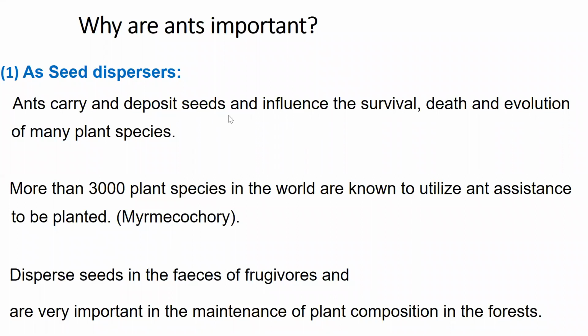Ants carry and deposit seeds and influence the survival, death, and evolution of many plant species. Do they deposit intentionally? No. There are many ants attached to one nest, and when they forage, they crawl here and there over long distances. While on their way to the nest, they drop the seeds. That is how they deposit seeds. Accidental drop. More than 3,000 plant species in the world are known to utilize ant assistance to be planted.